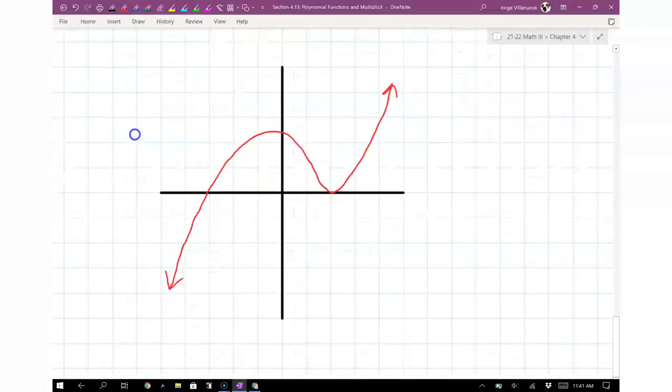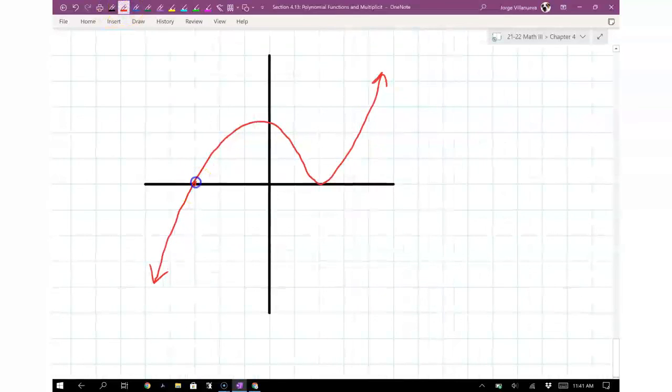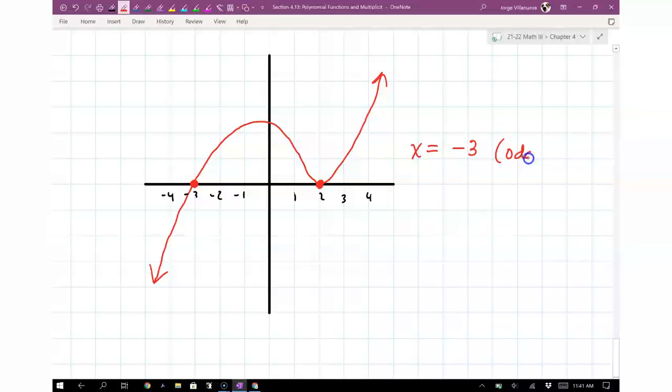Okay, look at this graph. You guys see it passes right there and right there, correct? What are the two numbers where it crosses? Let me label it. 1, 2, 3, 4. All right, negative 3, and what was the other one? Positive 2. So I'm going to write this. X equals negative 3. Now you notice how I went right through the x-axis? Then perfect, no big deal. That's an odd multiplicity, okay? Odd multiplicity because it goes through.